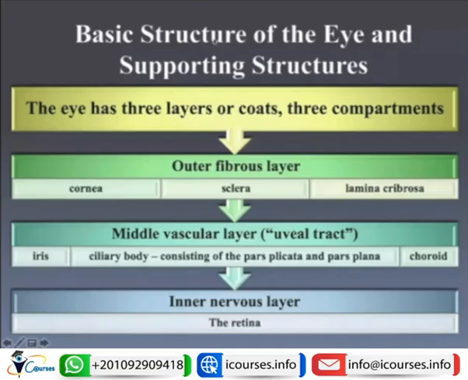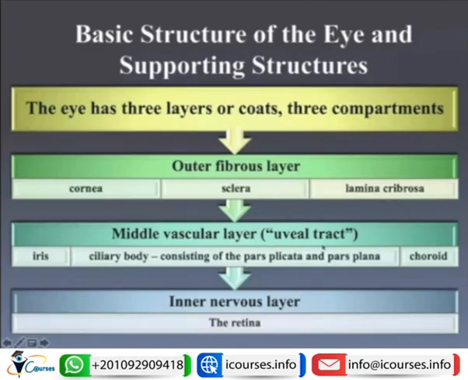So what are the basic structures of the eye and supporting structures? We can consider the eye as having 3 layers, 3 coats, and 3 compartments. The outer coat is called the outer fibrous layer, which is mainly for protection. It consists of the cornea, sclera, and the lamina cribrosa. The cornea occupies the anterior part, while the sclera occupies the posterior part, which is perforated in the middle by the lamina cribrosa.